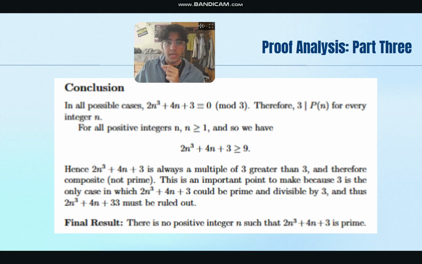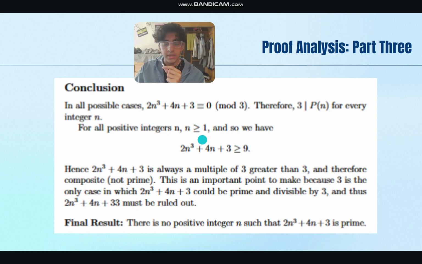The conclusion that we can draw, again, is basically that since we have this 3k, we have a 0 remainder when we're dividing by 3, this number must be divisible by 3, and thus it cannot be prime. But there is one important case that we do have to consider. There is a prime number that's divisible by 3 and is prime. That's 3 itself.